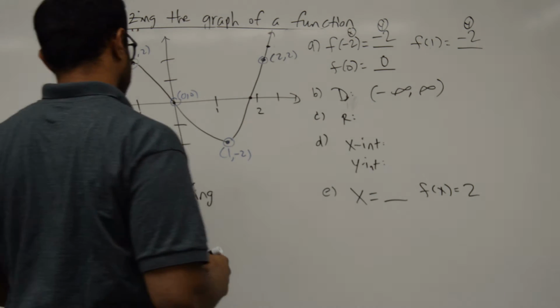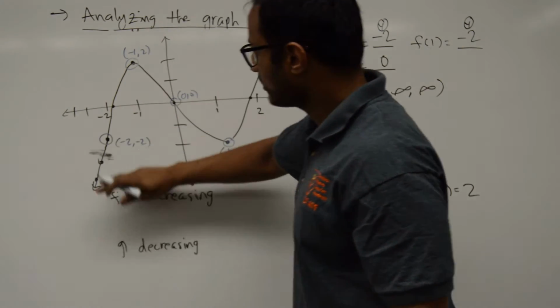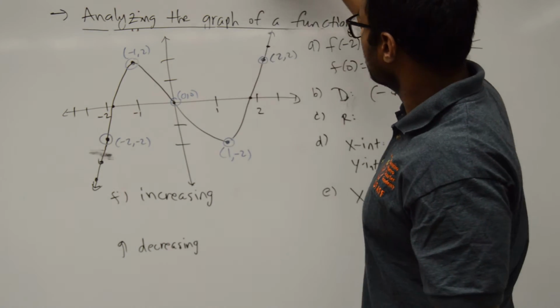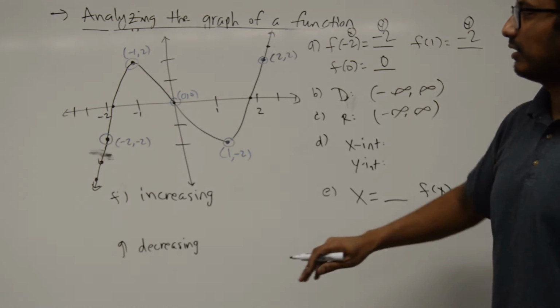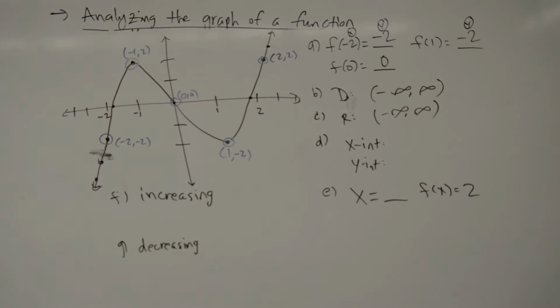What about the range? Okay, so the arrow tells you that in this direction, the y's keep getting infinitely small. In this direction, they get infinitely big. So the range is negative infinity to infinity. On one side, they get infinitely small. On this side, they get infinitely big because of the arrows. So it's negative infinity to infinity.